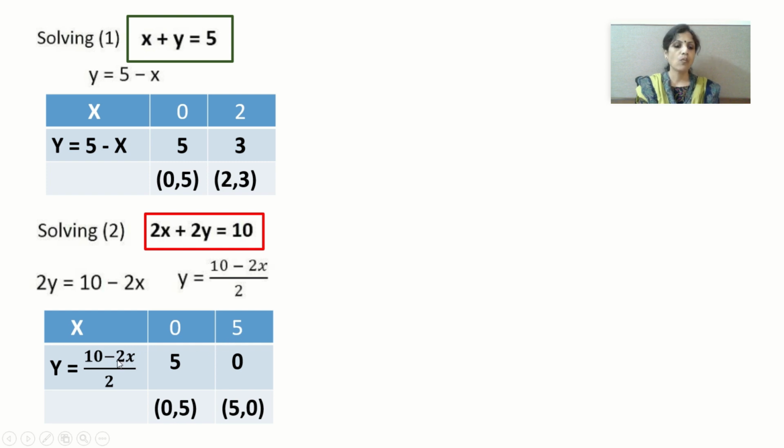So you get y is equal to 10 minus 2 into 5, which is again 10. So 10 minus 10 is 0. 0 upon 2 is again 0. So the coordinate is 5, 0. Now you have got coordinates for both the equations. So we will try drawing the graph now.